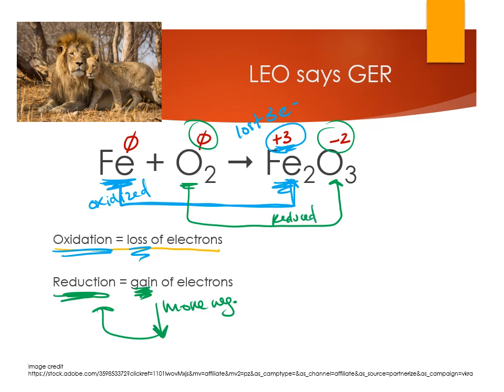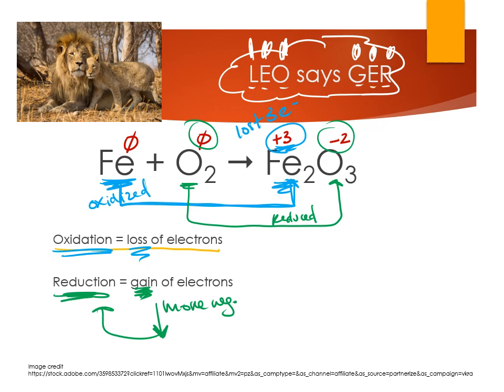How can you remember that losing electrons is oxidation and gaining electrons is reduction? My friends, Leo says GER. Lose electrons is oxidation, gain electrons is reduction. Our friend Leo here, he says GER. Leo says GER: lose electrons, oxidation, gain electrons, reduction.